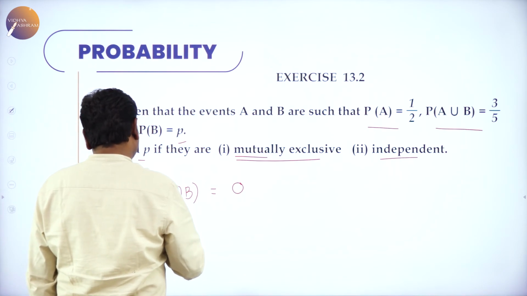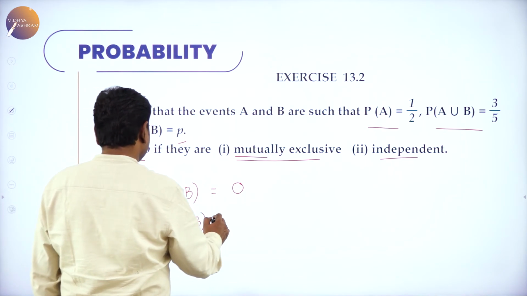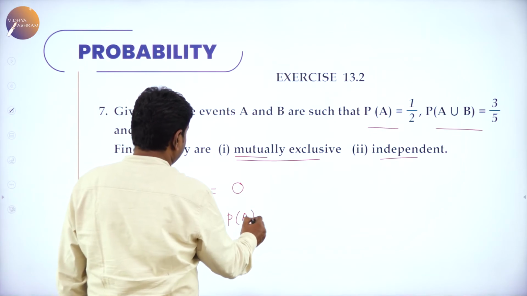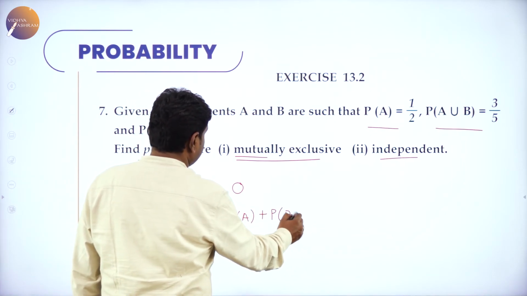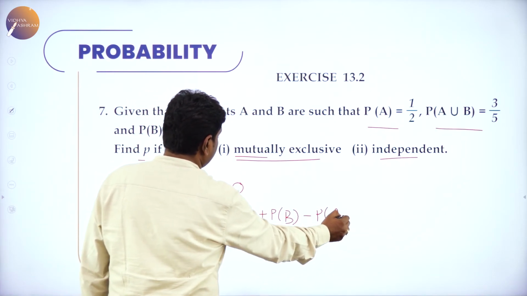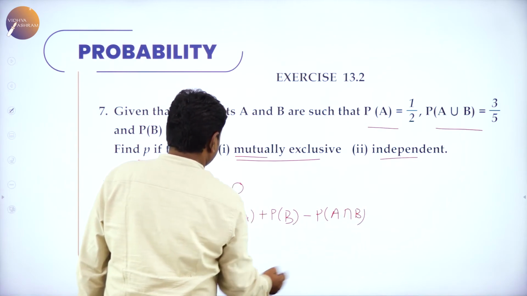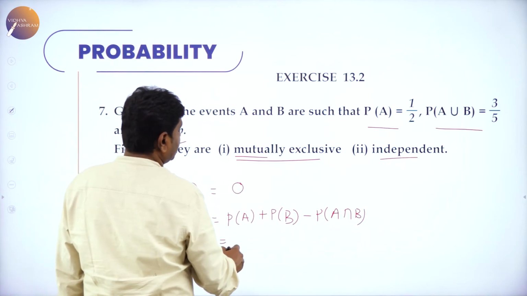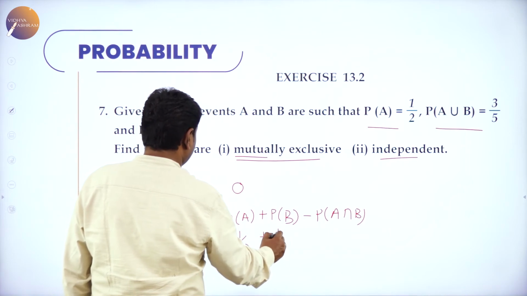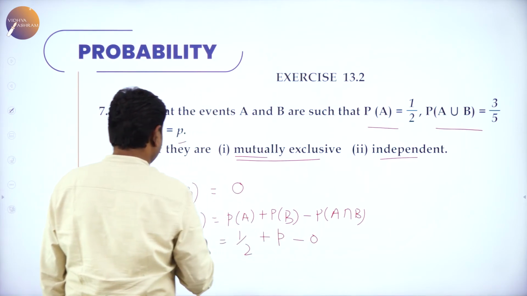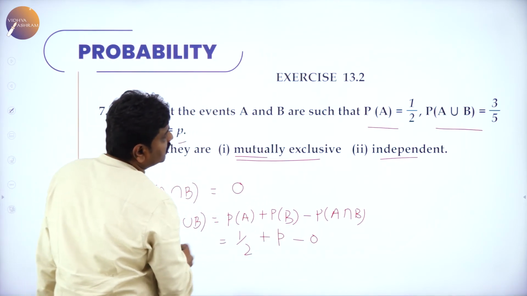So P of A union B formula, you know. What is P of A union B? P of A union B is P of A plus P of B minus P of A intersection B. So known values you substitute now. P of A we know, they gave 1 by 2. P of B we know, they gave small p. This is 0. But A union B is also given. That is 3 by 5.